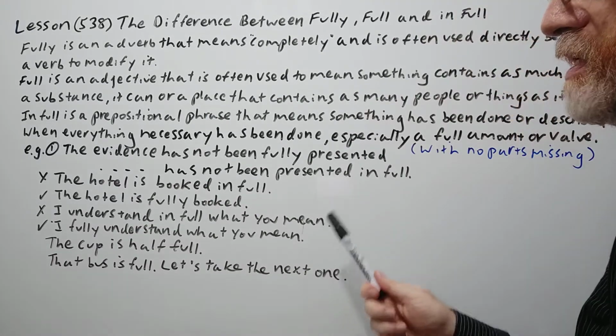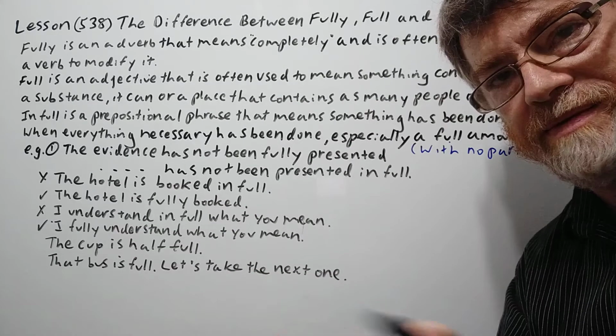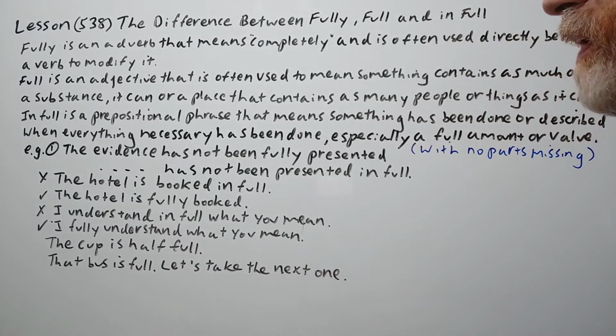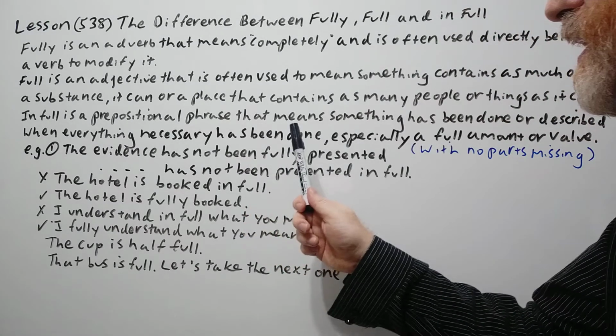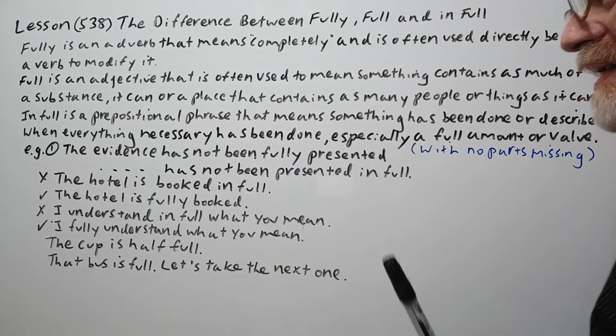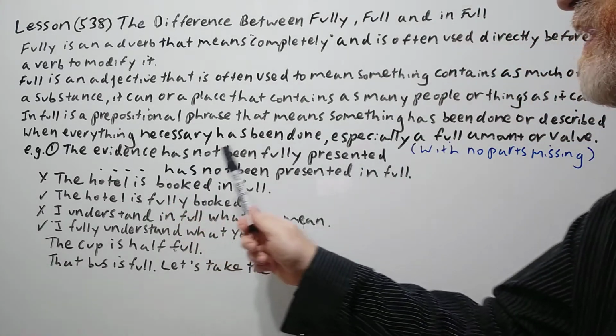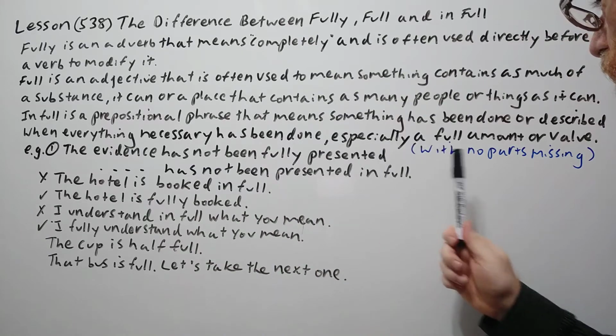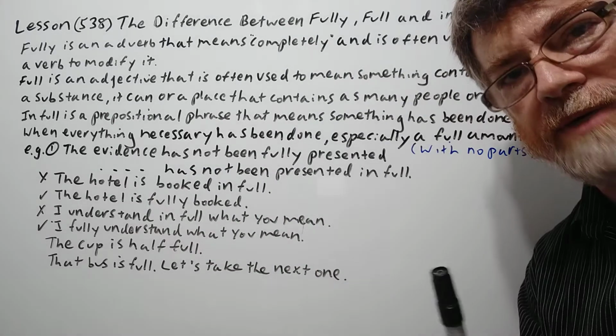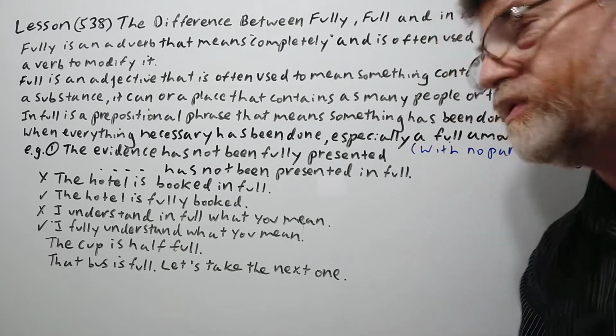All right, so let's look at some examples where students might make mistakes. Here's the first one. The evidence has not been fully presented. And you might kind of hear this, but it's really more proper to say the evidence has not been presented in full, with no parts missing. That's the way we would use this.